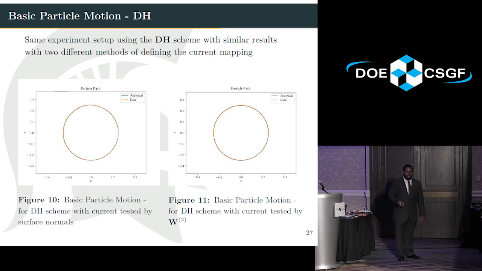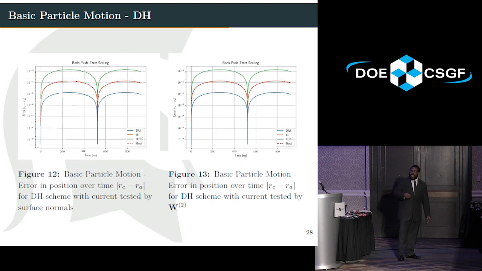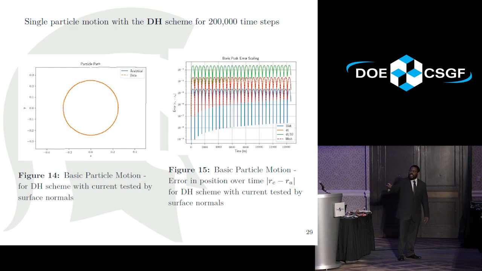If we use our dual scheme, whether we use our surface normals directly or the face element basis set that we had, we note that we incur no additional error as we extend it for long periods of time. And even if we run it for, say, a large number of time steps, we don't see an increase in error.